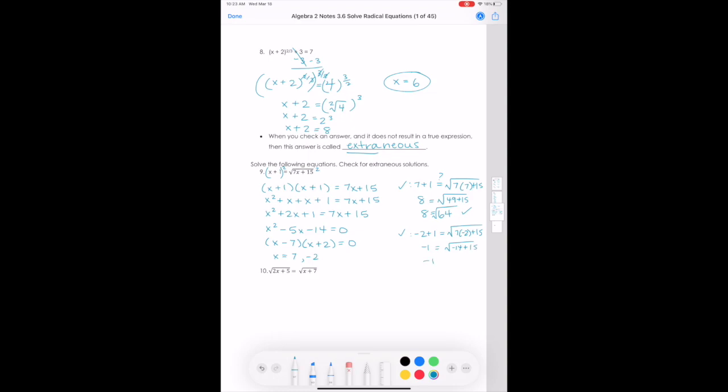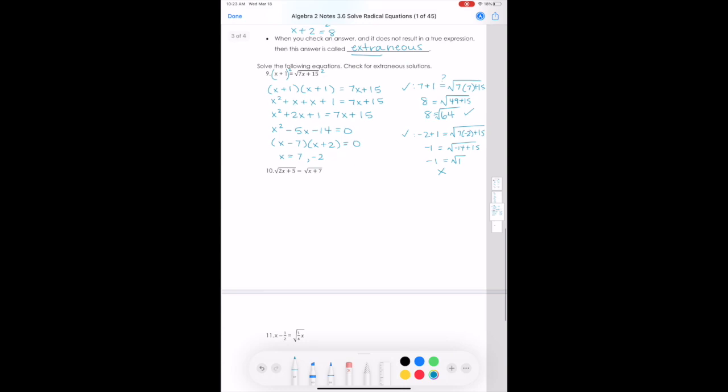-1 equals the square root of 1, and I'm only looking for positive square roots, so that one does not work out. That'll happen in a couple other ones. We only want a positive one for that one. Right, so -2 was extraneous. It did not work out.